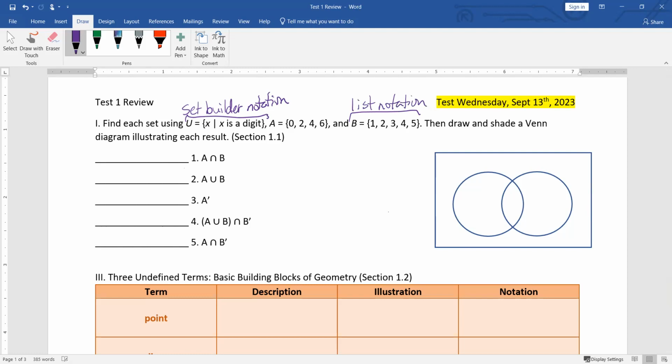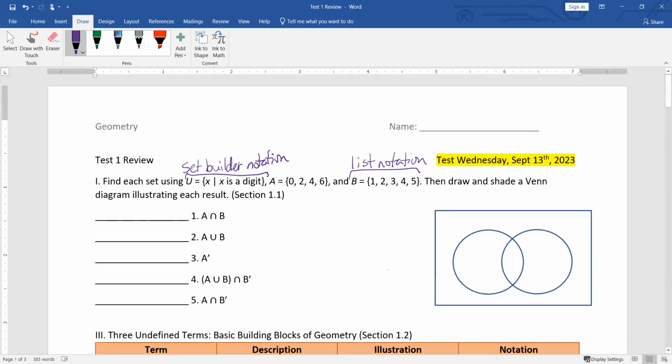So we would read that set builder notation as set U is equal to X, where X is a digit. Now, we have to be careful with this verbiage. A digit means it's a number that is comprised of a single digit. And in this case, it should really say a non-negative digit. So that means that set U, our universal set, contains the elements 0, 1, 2, 3, 4, 5, 6, 7, 8, and 9.